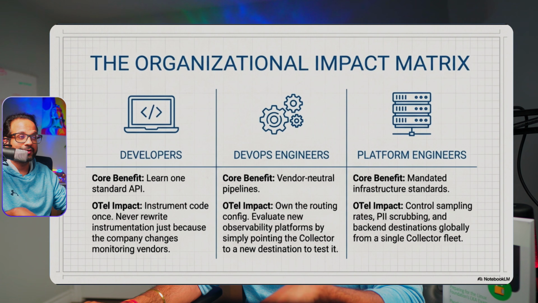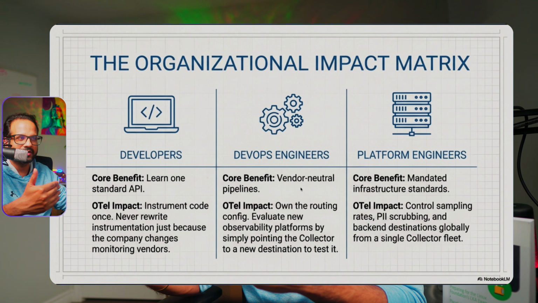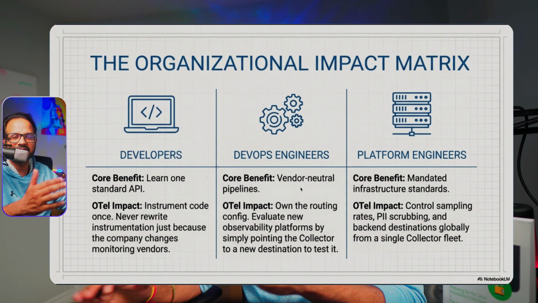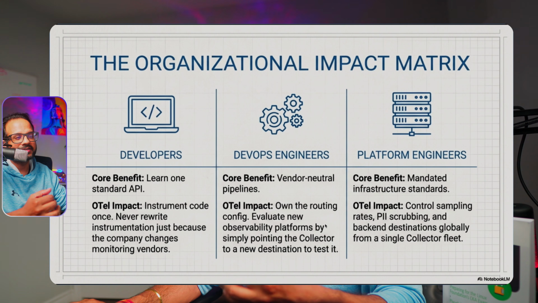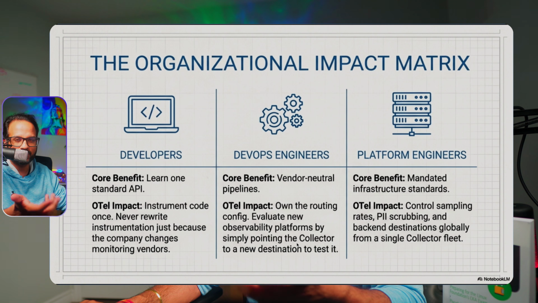Then for DevOps engineers, the pipeline that you have is vendor neutral. It's basically a YAML pipeline and it won't change for different vendors. You just have to add a few config entries for a different vendor and that's all. The one that we saw was an example. The Otel impact is that you own the routing config and can evaluate a new observability platform by simply pointing the collector to a new destination to test it.